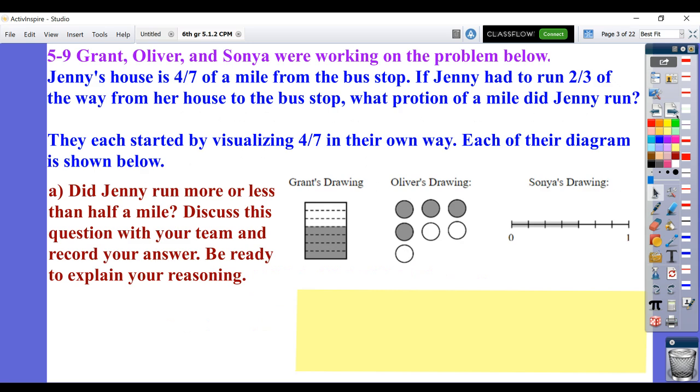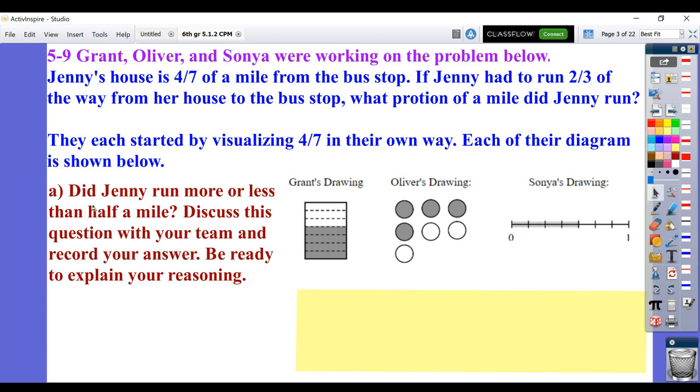So when we look at the first one they talk about on 5.9, it says Grant, Oliver, and Sonia were working on this problem below. Jenny's house is 4/7 of a mile from the bus stop. If Jenny had to run 2/3 of the way from her house to the bus stop, what portion of a mile did Jenny run? And they each started by visualizing 4/7 in their own way. So Grant did it with a rectangle, which he broke into 7 parts and shaded 4 of them. Oliver drew 7 circles and shaded 4 of them. Sonia did a number line from 0 to 1 and shaded 4 parts out of 7. So that number line was broken into 7s, and she shaded 4 parts.